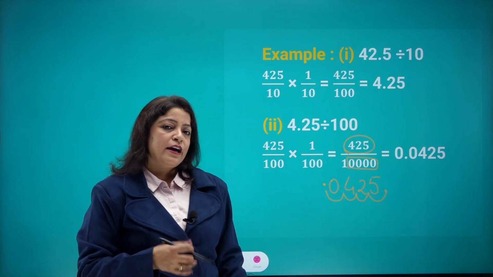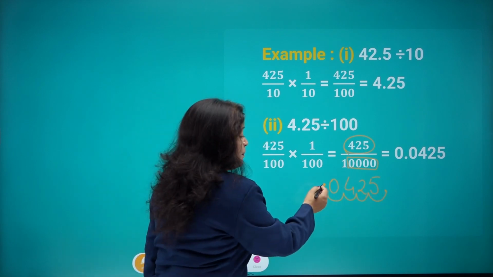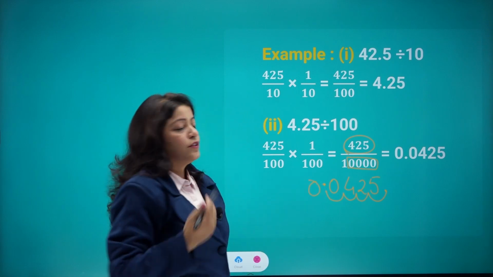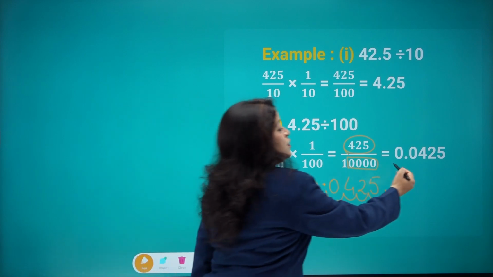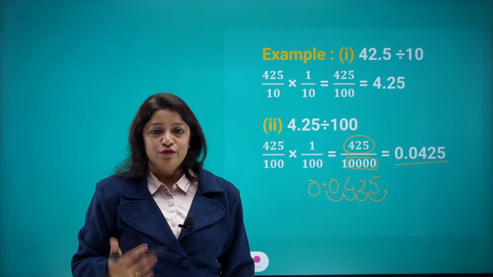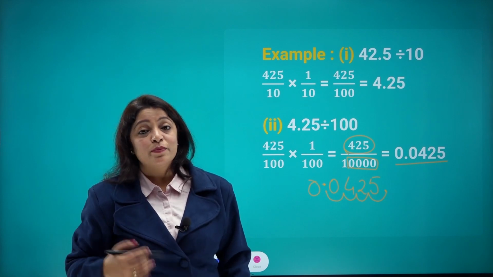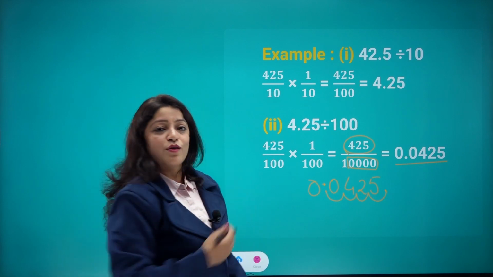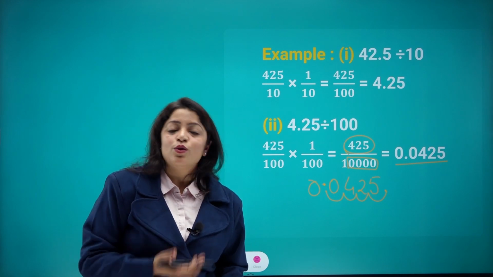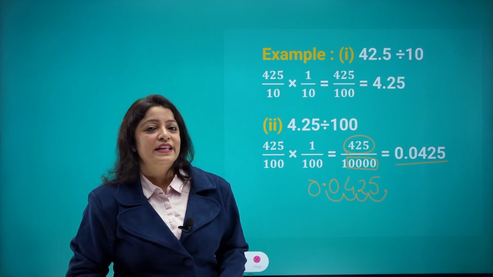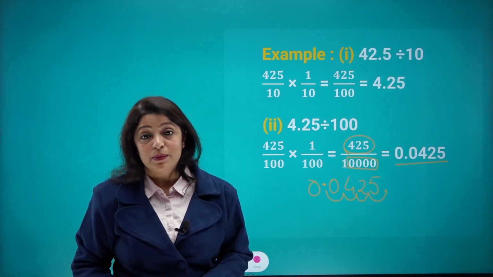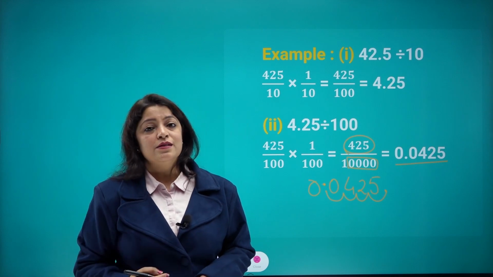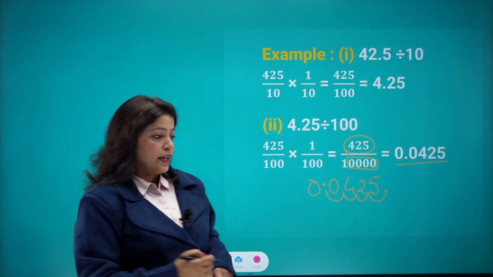And just remember, before the decimal we have to put a 0. So, the number becomes 0.0425. So, I think division by 10, 100, 1000 and even 10,000 is clear. Similarly, as many zeros as there are in the denominator, we can easily divide a decimal number by shifting the decimal towards the left-hand side.